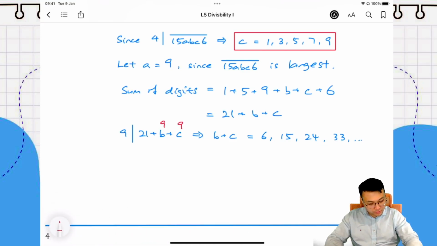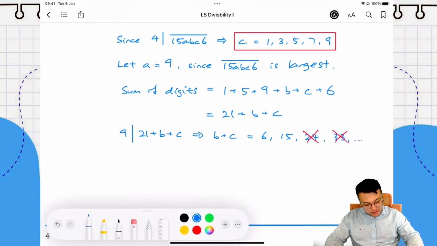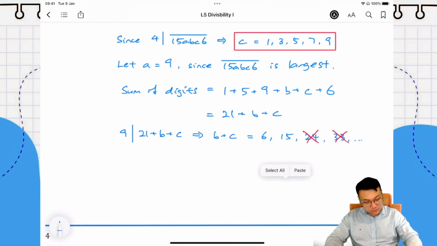So can I do 24? No, the maximum is 15. Very good. Well done. Okay. So the maximum must be 15. Now, do I want to use the maximum 15, or do I want to use the number 6? 15. Why? Because it's the largest number. Very good. You want it to be as big as possible.